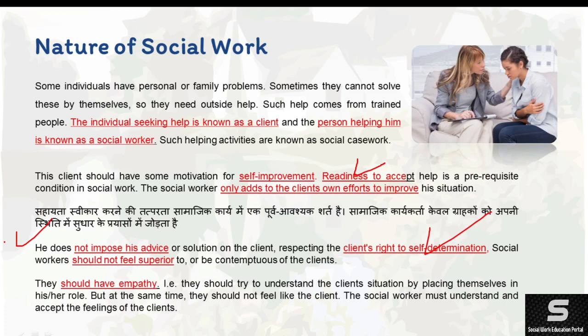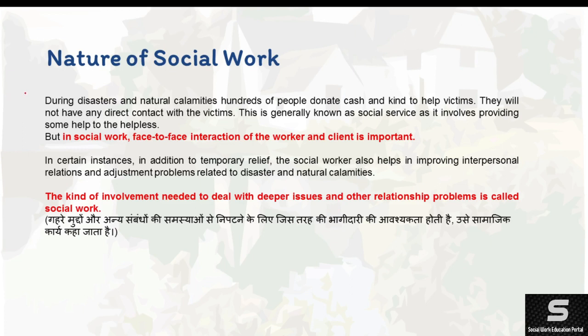The social worker must understand and accept the feeling of the client. Client जैसा भी उसकी जो भी feeling है, thoughts है, उसको understand करना चाहिए और उसके according उसको advice, उसको सलाह देनी चाहिए, so that they can solve the problem by themselves. तो जैसा कि हम जानते हैं कि sometimes in disaster or natural calamities, so many people just start donating money, cash for the needy people, but they can't directly contact these victims or the needy people.